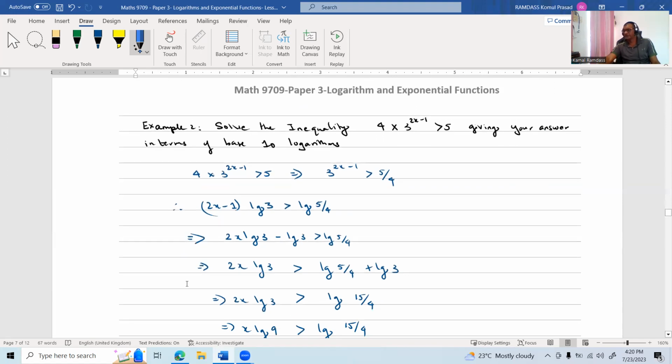Example 2. Solve the inequality 4 times 3 to the power of 2x minus 1 greater than 5, giving your answer in terms of base 10 logarithm. As such, we must take logarithm to base 10. And first, I leave this alone here, I move this down into the denominator, I gain 3 to the power of 2x minus 1 greater than 5 over 4.